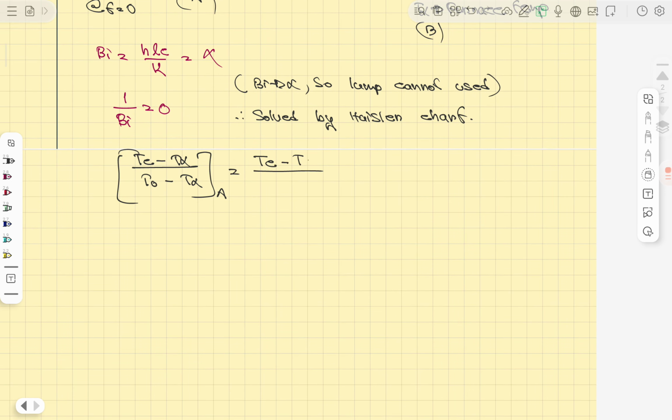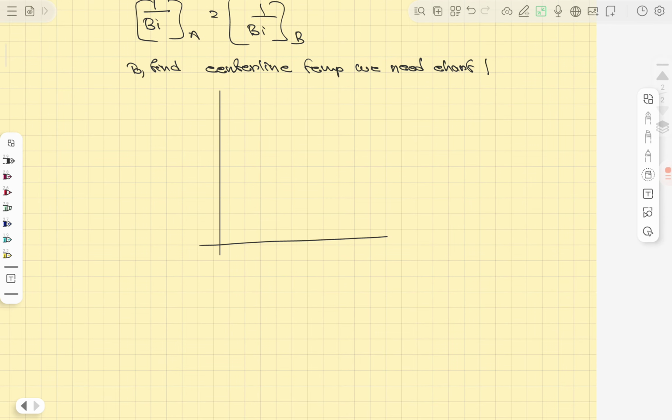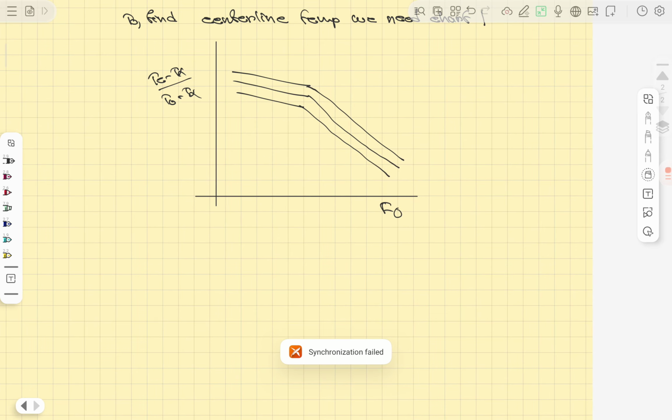Now to find the center line temperature, we need chart 1. So let us draw chart 1 roughly. This axis is the Fourier number, and this is Tc minus T infinity upon T naught minus T infinity. In between, there are inclined lines. These inclined lines are 1 by Biot number. Now you check, in both the cases the temperature drop is same, so let us draw a horizontal line.